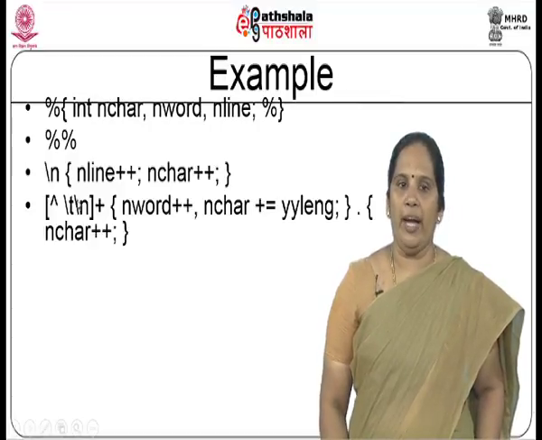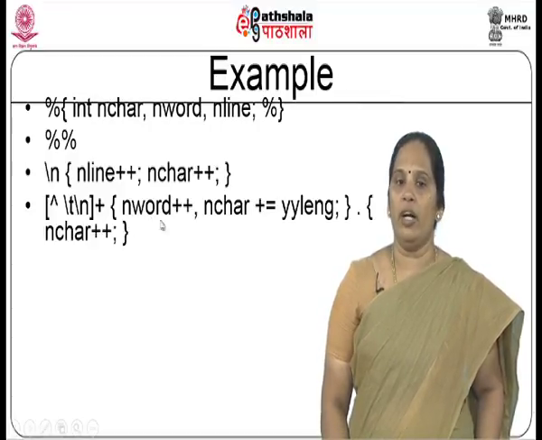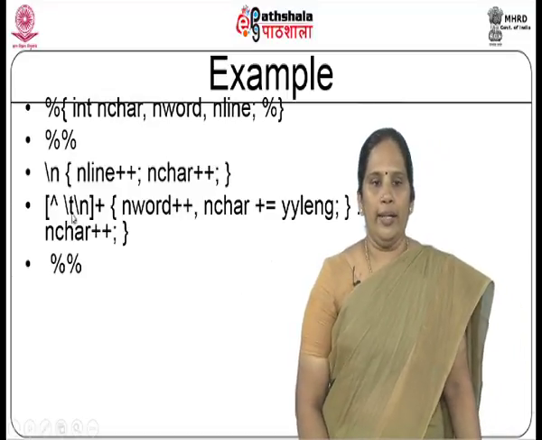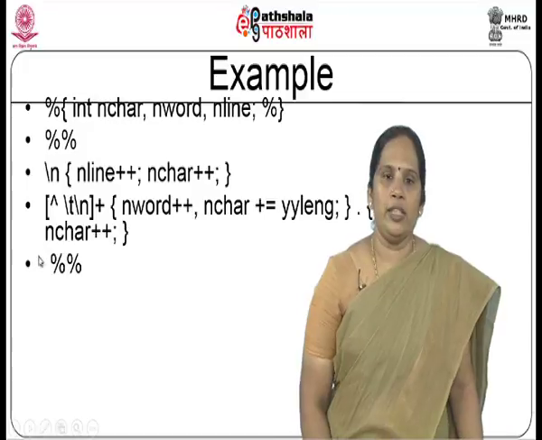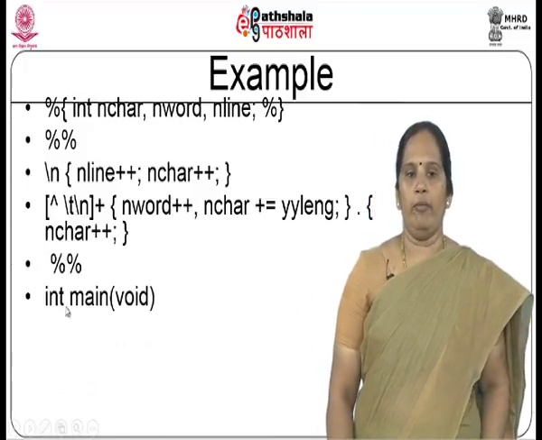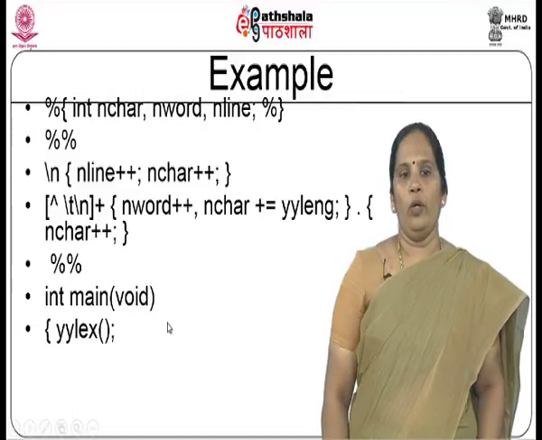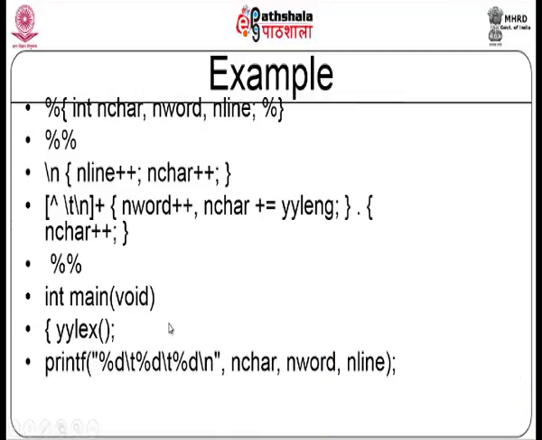So this is my pattern. I am incrementing my word count as well as my character count here. That ends my translation section, and on to the third part, which is the auxiliary procedure section. There I simply call yylex and I am going to print %d \t %d \t %d for nchar, nword and nline. I am going to print all the 3 variables here.